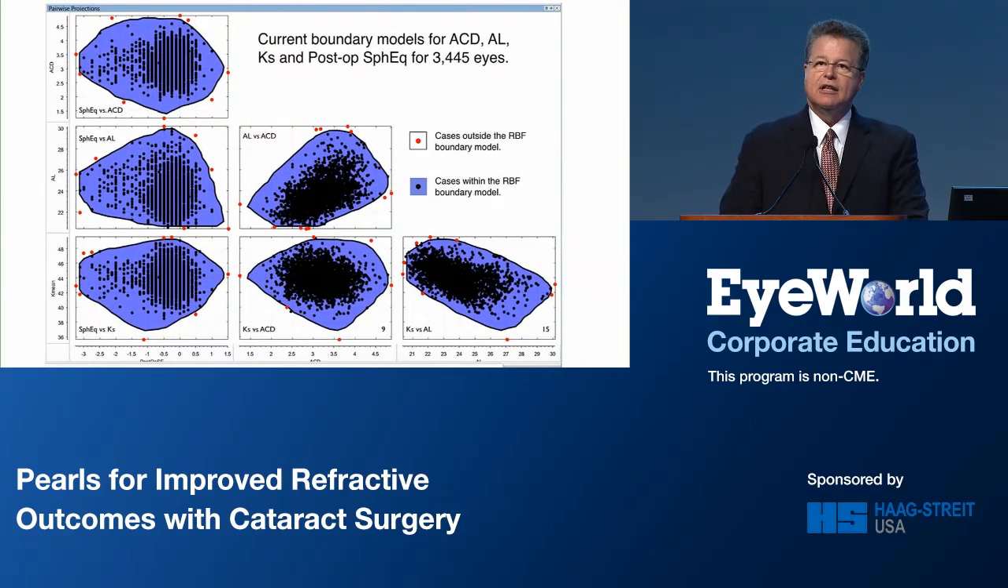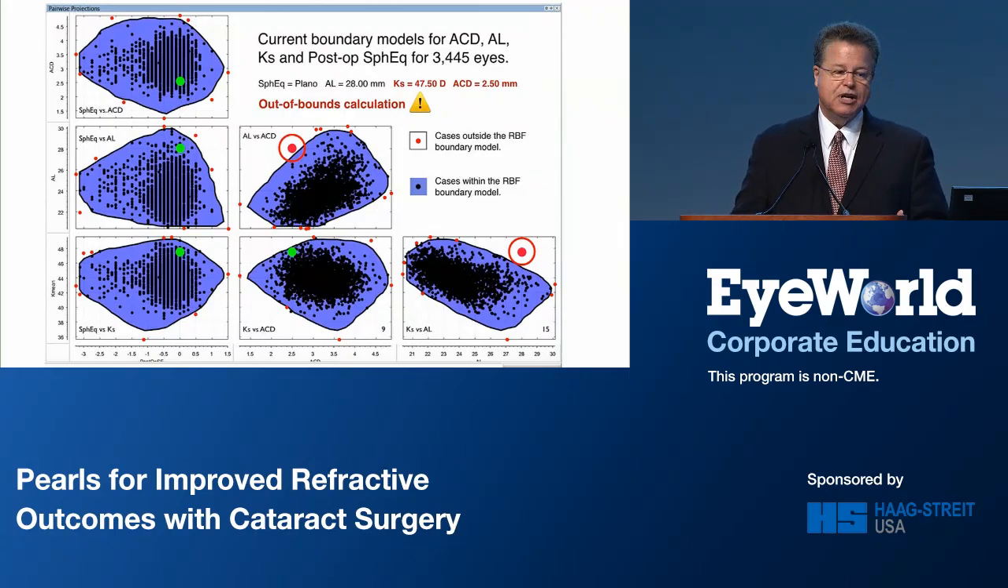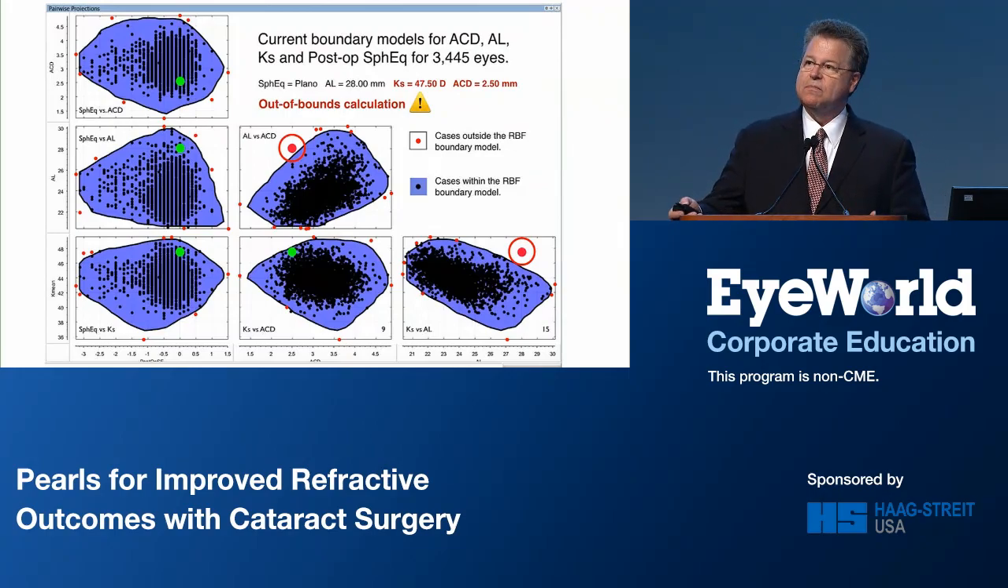Let's take something that's a little bit less normal. We'll have a long eye, we'll have steep Ks, and we'll have a scary shallow anterior chamber, and suddenly, our data points are outside the boundary model, so you get an out-of-bounds calculation.